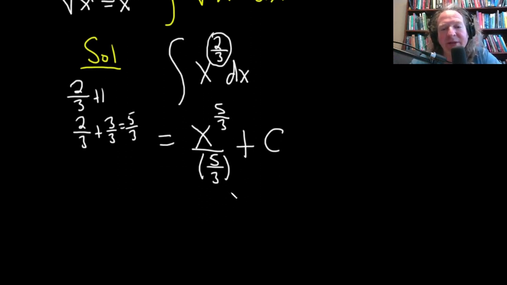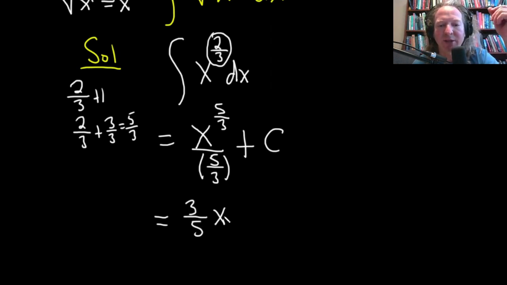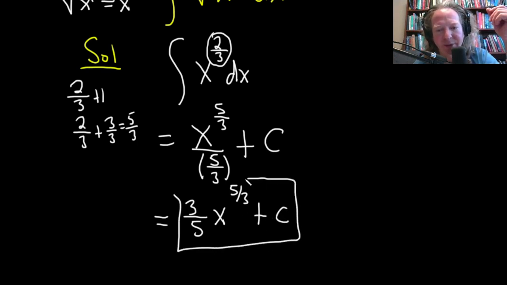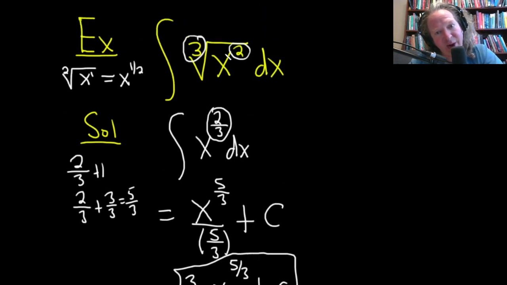And I could have skipped this step. Remember, when you divide by a fraction, you're really multiplying by the reciprocal. So it's really 3/5 x to the 5/3, and then plus our constant of integration, capital C. So pretty simple. Again, the key step, I think, is start off by rewriting it. So it's this number over this number, and then just apply the power rule when you get here.